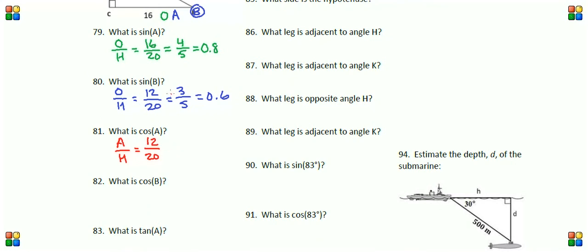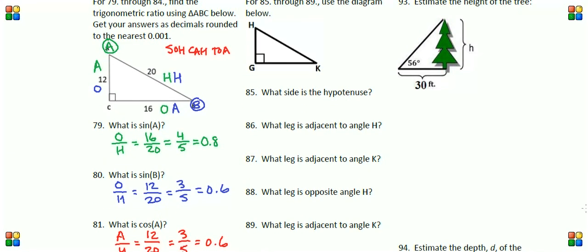Well, you can see, class, that's exactly the same as sine of angle B. So cosine of angle A is equal to 3 over 5, which is equal to 0.6. In fact, using trig with a right triangle, the sine of this angle will always be equal to the cosine of this angle, and vice versa. The sine of angle B will always be the same as the cosine of angle A.